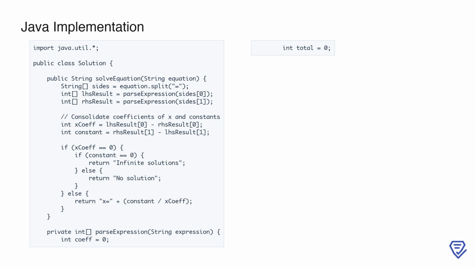If the coefficient of x is 0 and the constant is also 0, the equation has infinite solutions. If the coefficient of x is 0 but the constant is non-zero, there is no solution. Otherwise, we solve for x by dividing the constant by the coefficient and return the result as a string in the format x equals value.